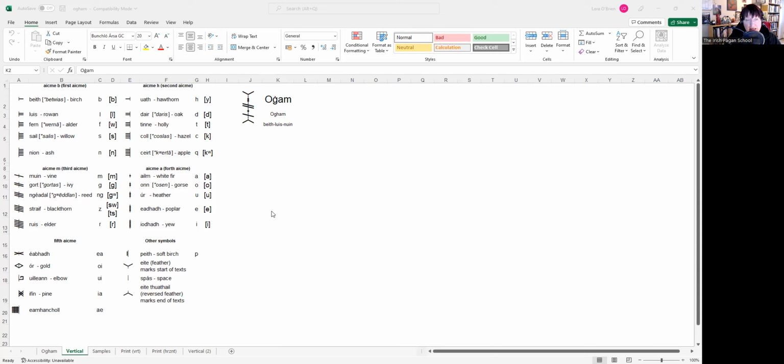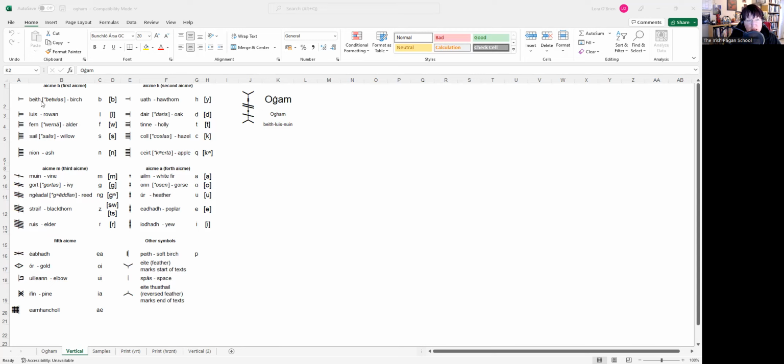And Ogham is not a language, it is an alphabet or a writing system. So that is an important definition there. And here we have the first aicme. Aicme means group of letters. It's aicmí in plural and aicme with an E in singular. So the first group of letters, the second group, the third group, and the fourth group.